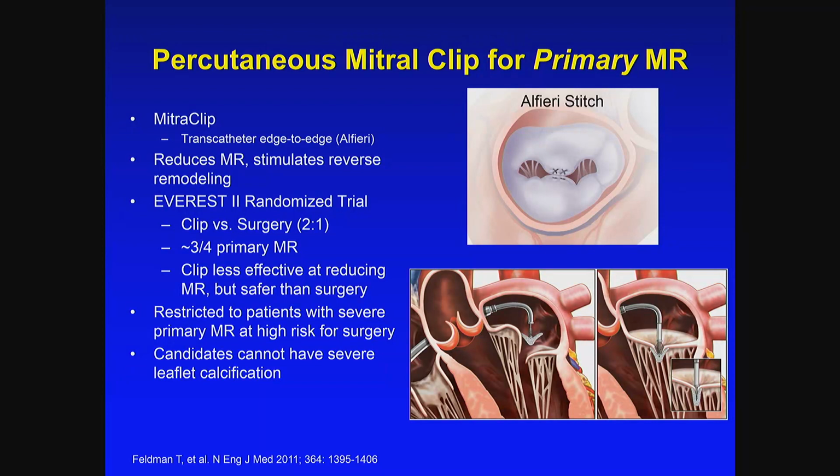And so the clip was approved for primary mitral regurgitation, but restricted to patients with severe MR at high risk for surgery. Because remember, surgical repair is definitive for this condition. Of note, candidates for the clip cannot have severe leaflet calcification, because the clip, which only comes in one size, cannot squeeze together the valve leaflets if they're thickened and very calcified.